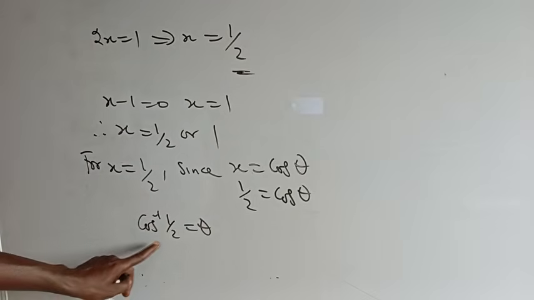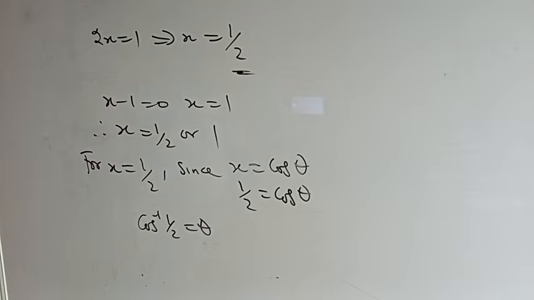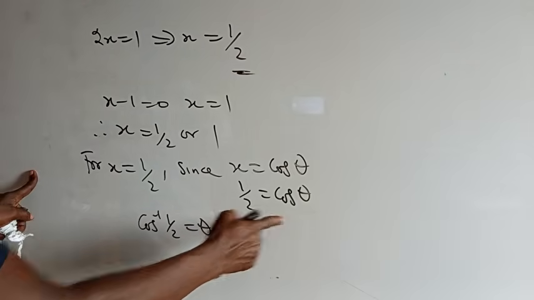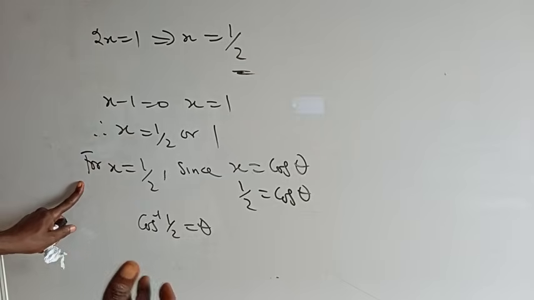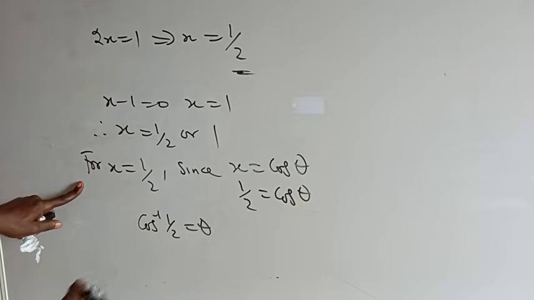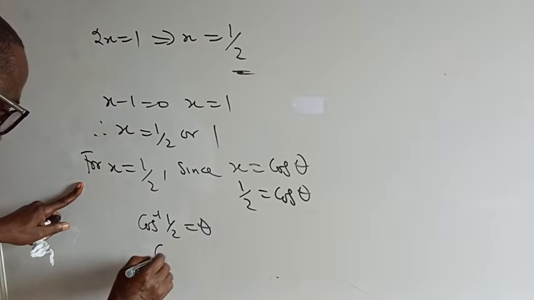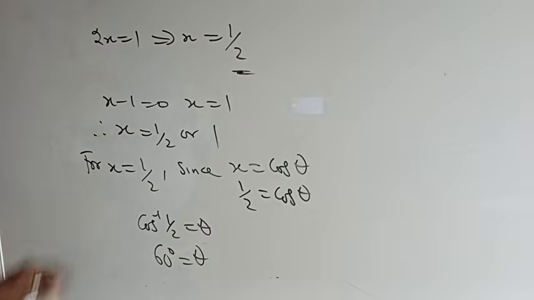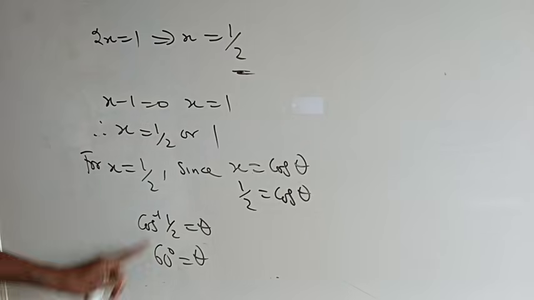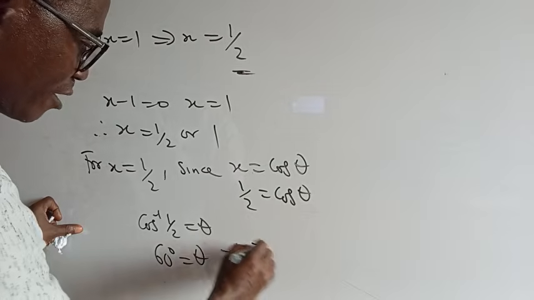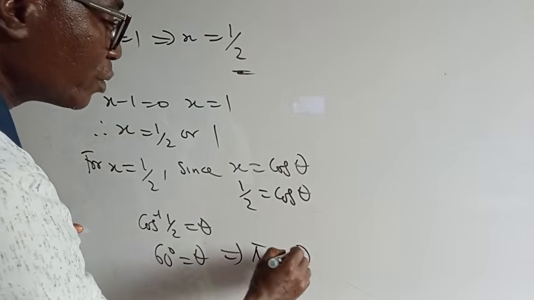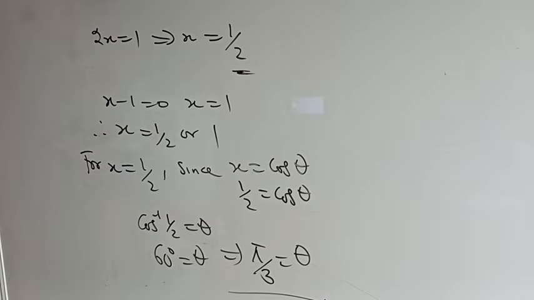Cos inverse of half will give you theta, because by the time you take cos inverse, this one will be left with theta. Cos inverse of half is the one that will give you half when you find the cos. That's 60 degrees, so 60 degrees is equal to theta. If you look for the cos of 60, you get half. So the cos inverse is just the inverse of that. In radians, 60 is pi over 3, equal to theta. Pi in radians is 180, so 180 divided by 3, you get 60.